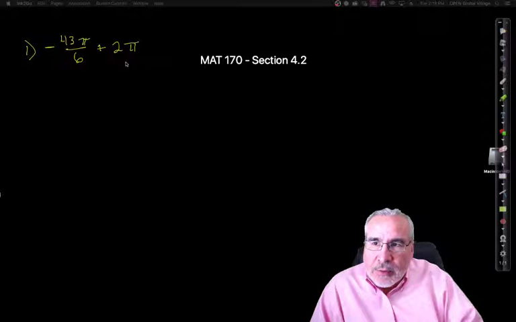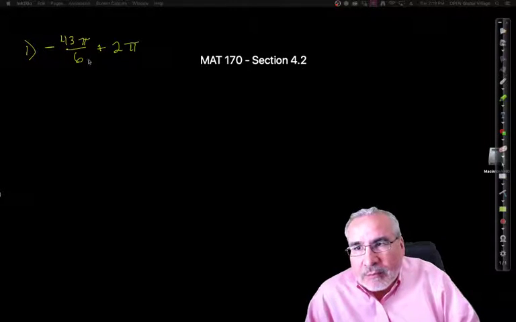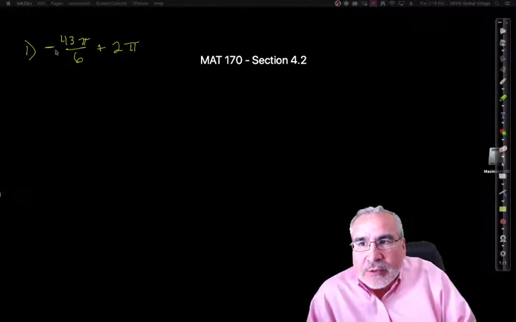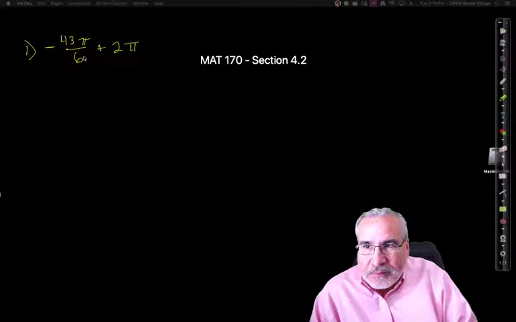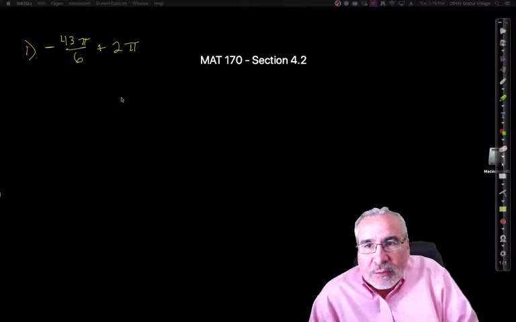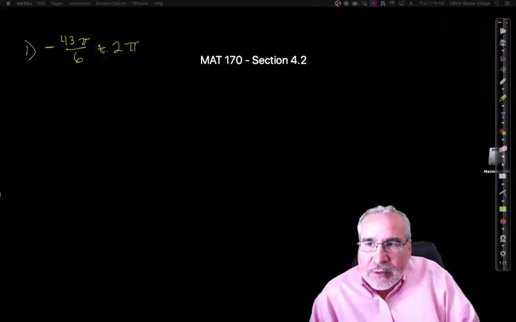Well, we can see the 2 pi means it's gone around the circle one time in the positive direction. This negative 43 pi over 6 means it's gone in the negative direction, which is clockwise. So the best way to analyze this is to add these together first, to have one direction going for us, not having to go backwards and forwards. You could do it multiple ways, but let me just give some advice, and then we'll be able to count how many multiples of 2 pi are included in here.